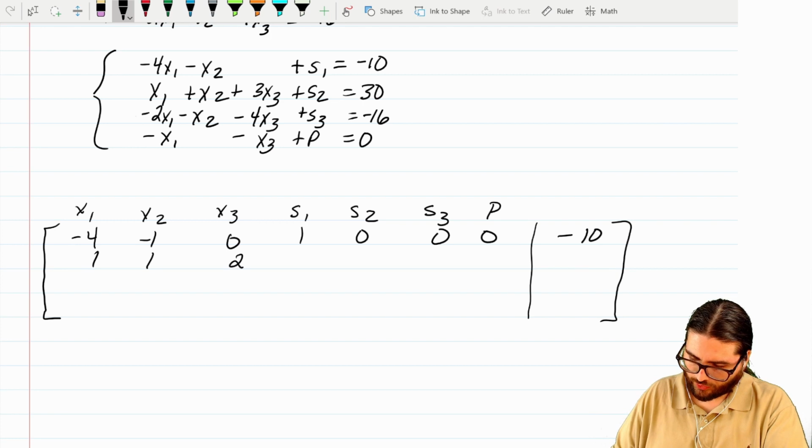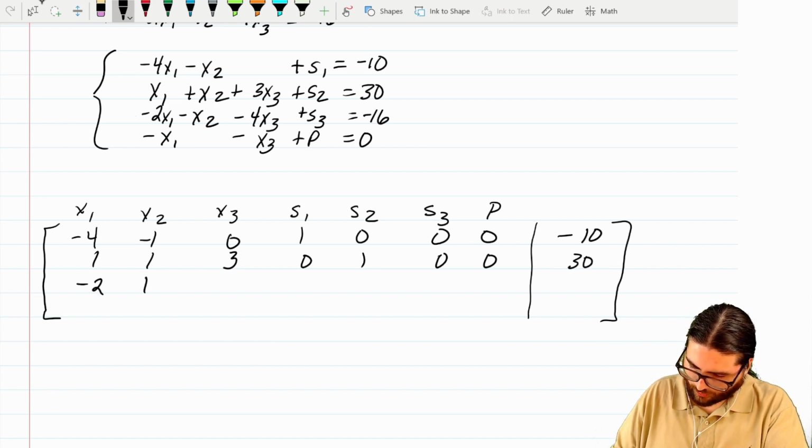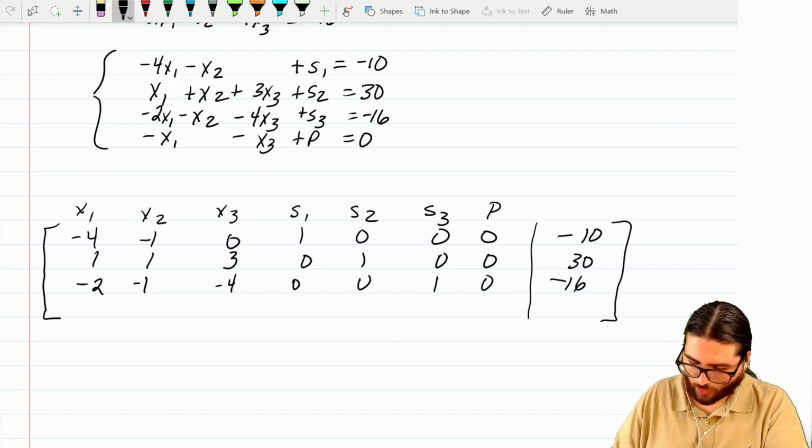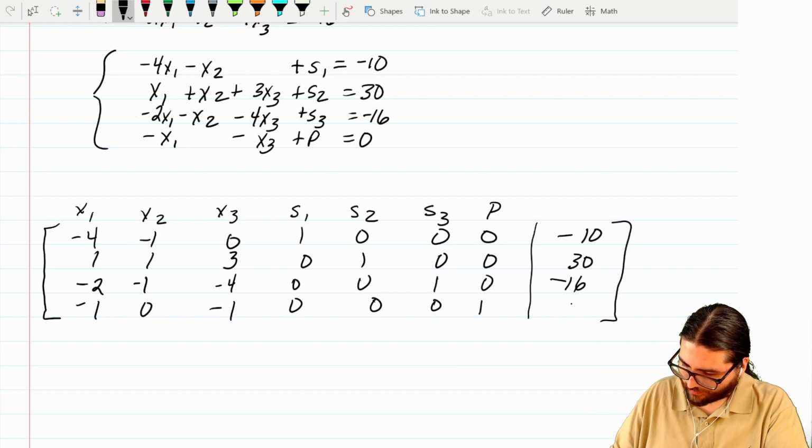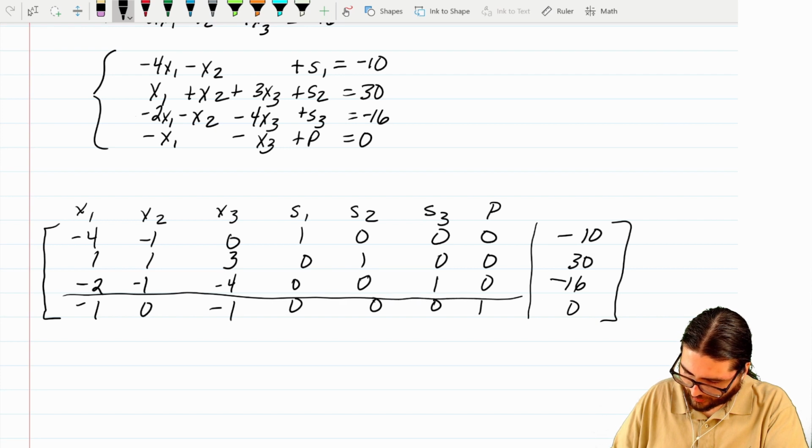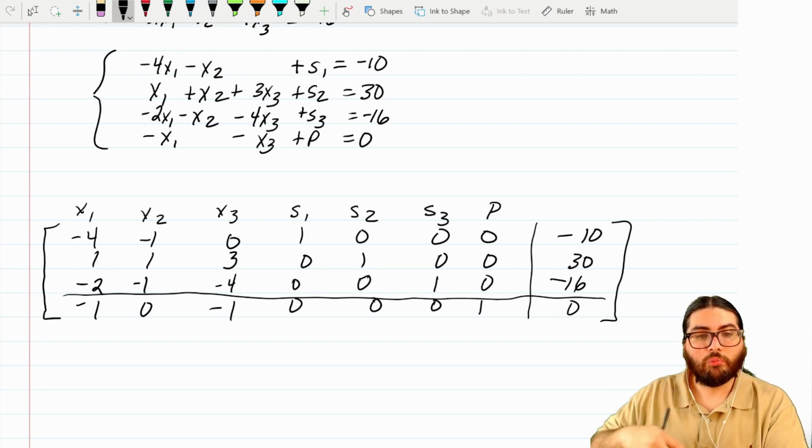1, 1, 3, 0, 30, negative 2, 1, negative 1, negative 4. You kind of see how the right side of this matrix forms that zeros and ones pattern. It should, if you've done everything correctly. But I still like to make sure that everything I've written above points to that.